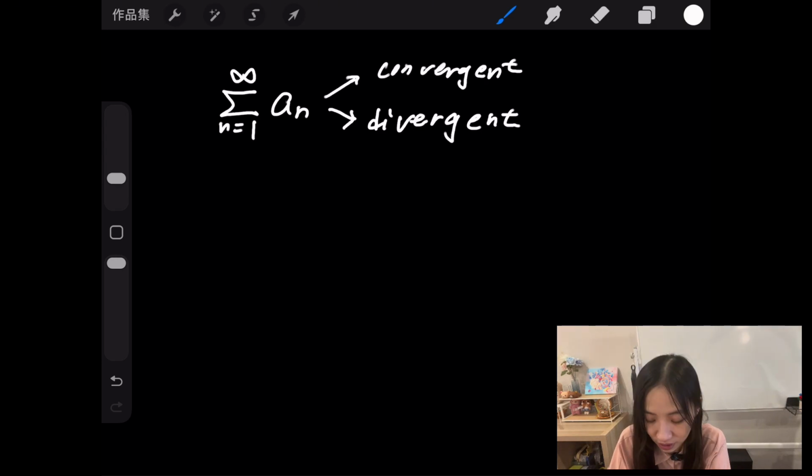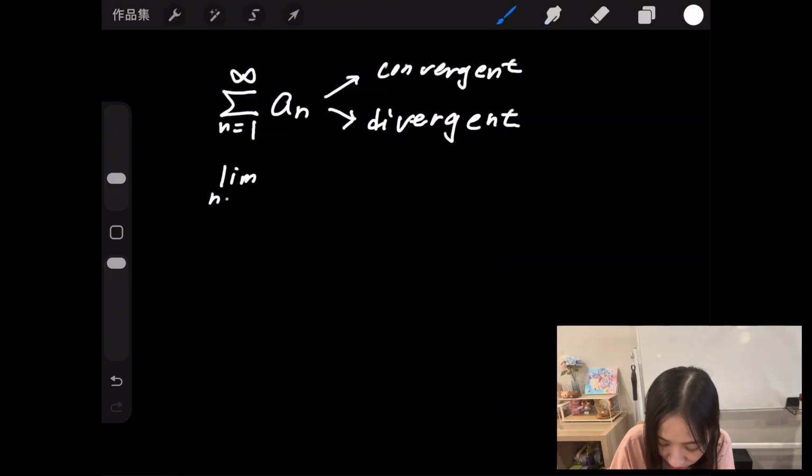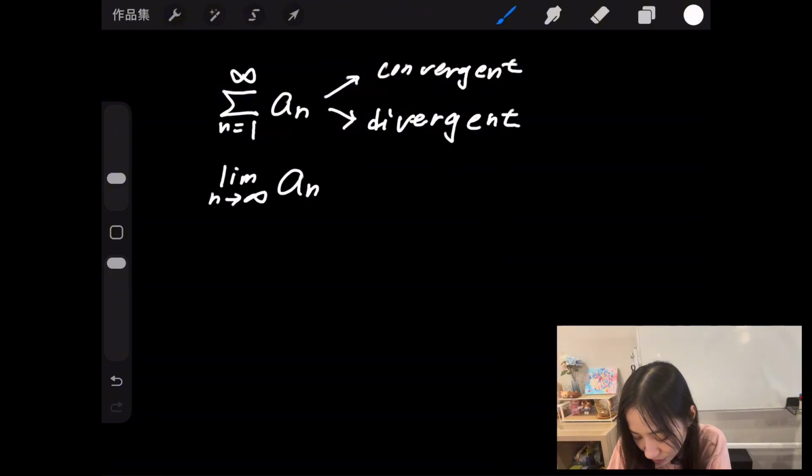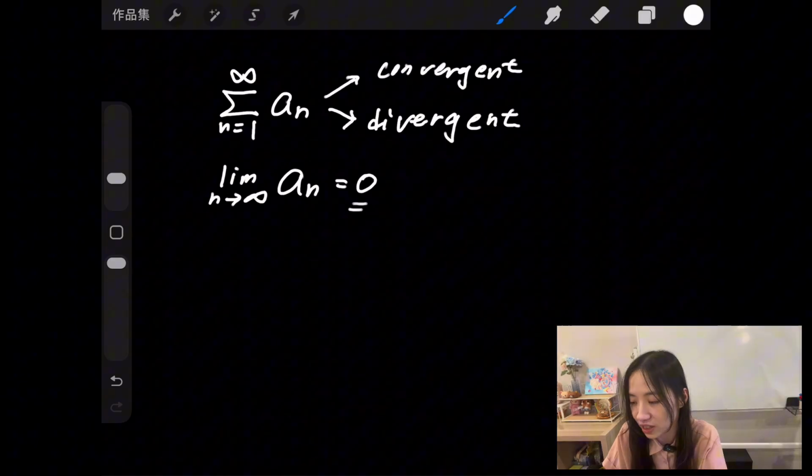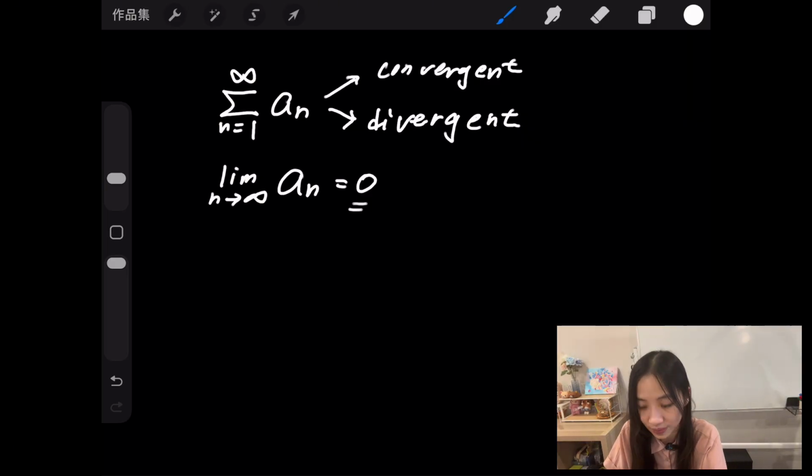So how to know that? We use the limit as n approaches infinity of a_n. If this value equals 0, then what does that mean? That means the value you add will eventually approach 0, so it will come to a number. Let's draw a picture here.